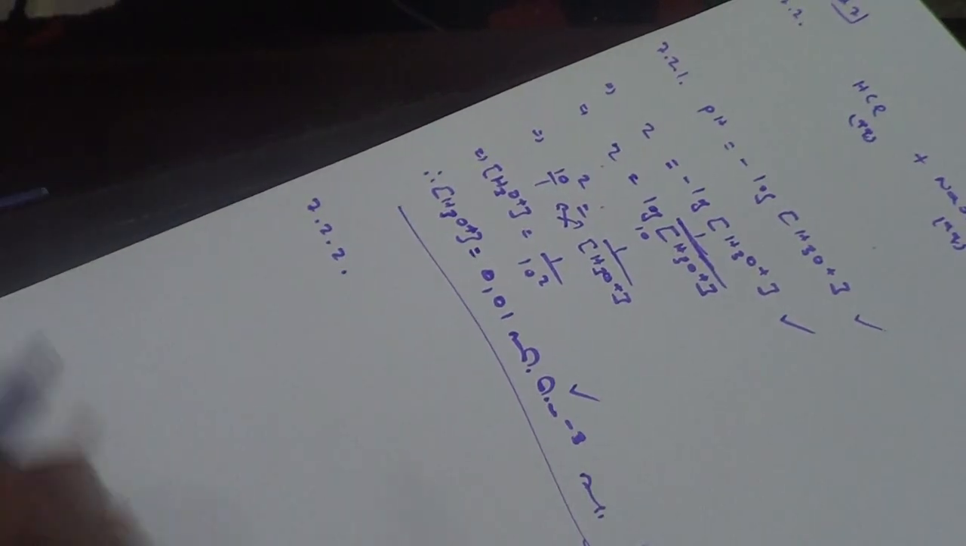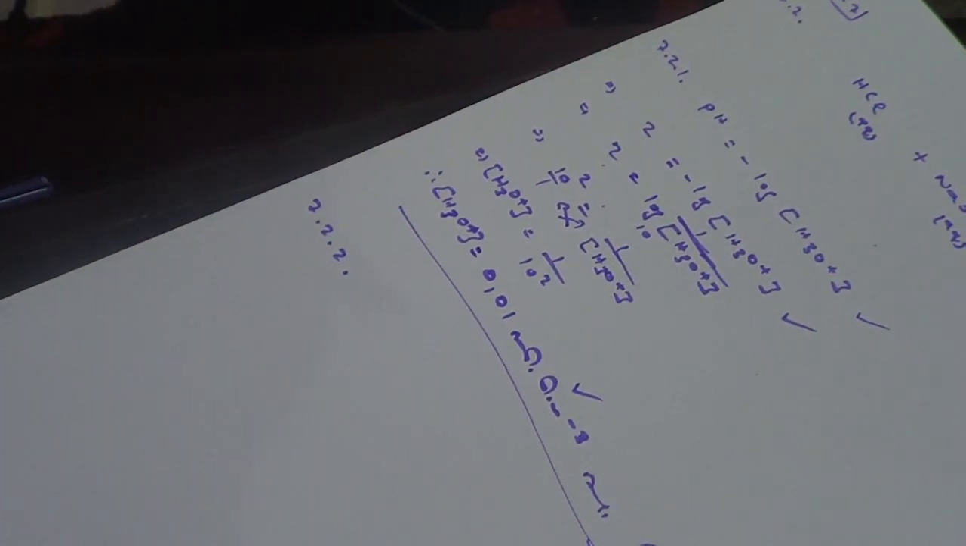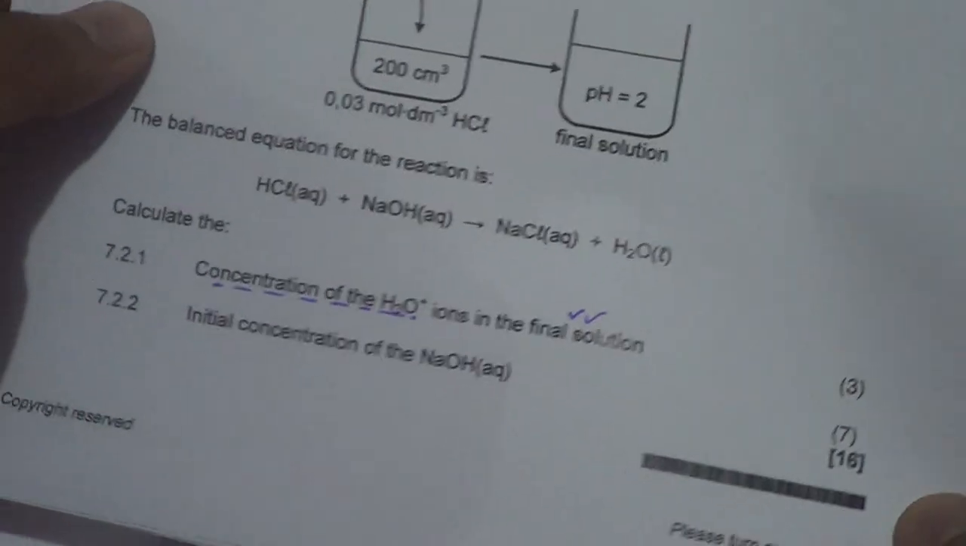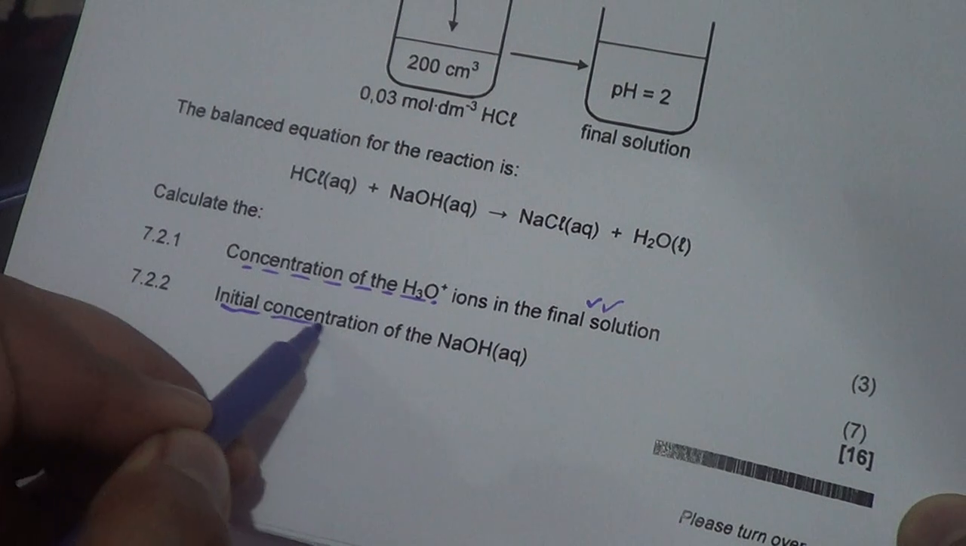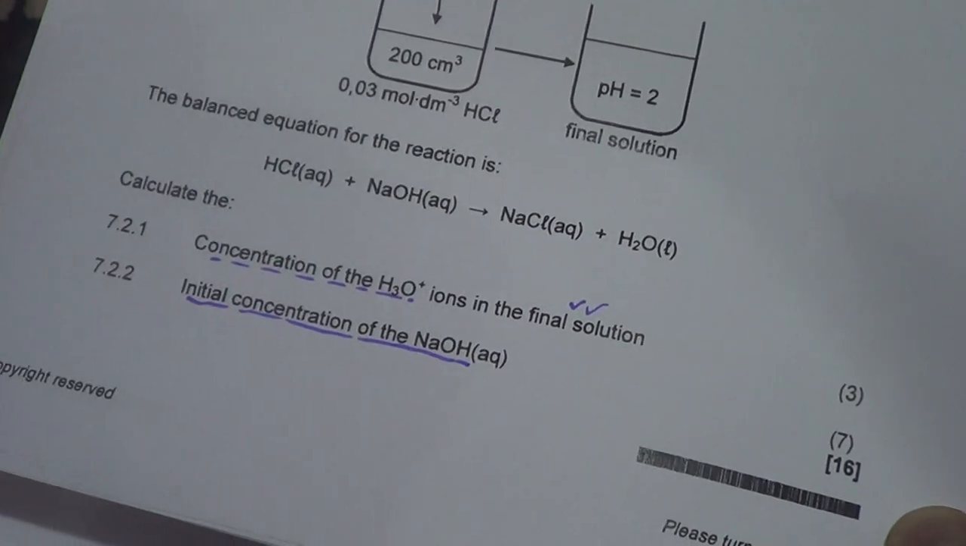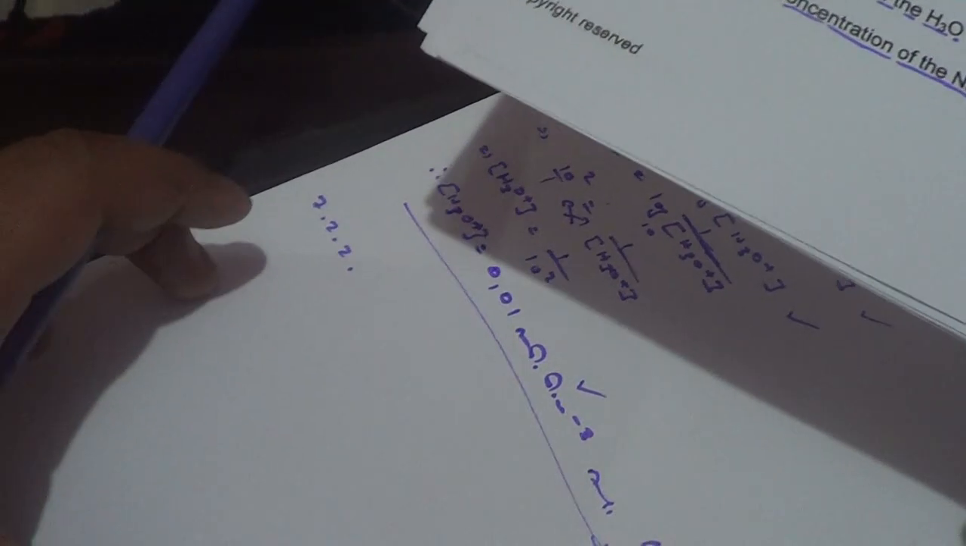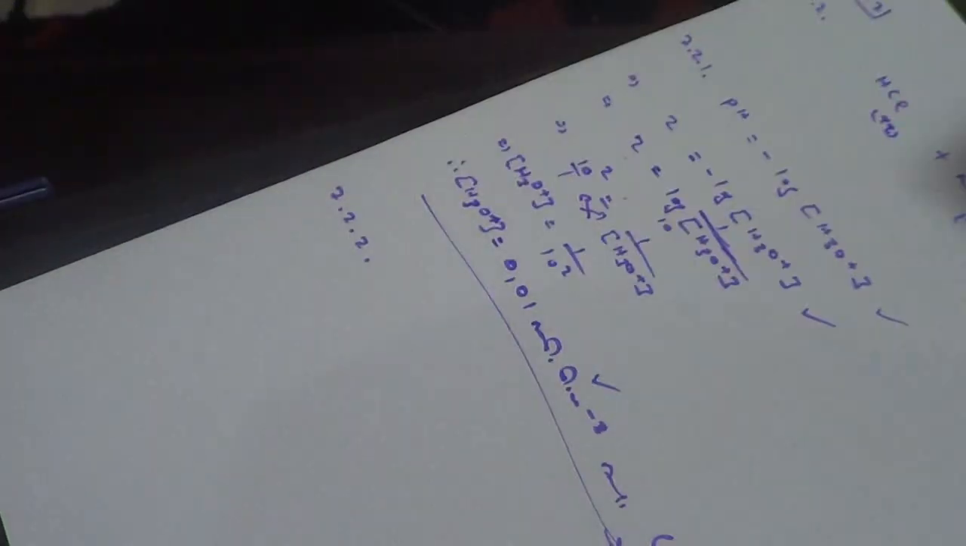All right, so 7.2.2, what do they want? It says now the initial concentration of sodium hydroxide. Here, 7 marks, there you're going to sweat. Okay, we can handle this. We can do it.